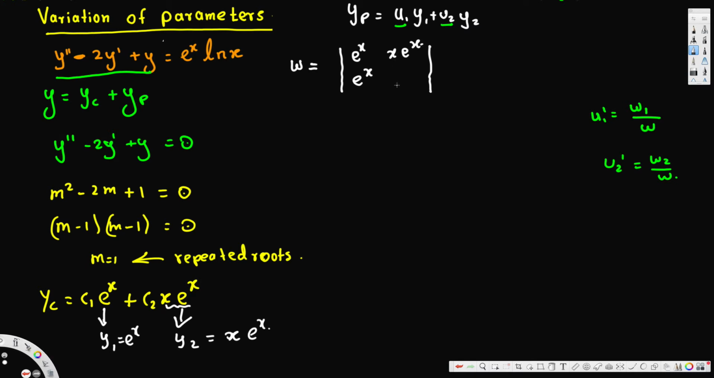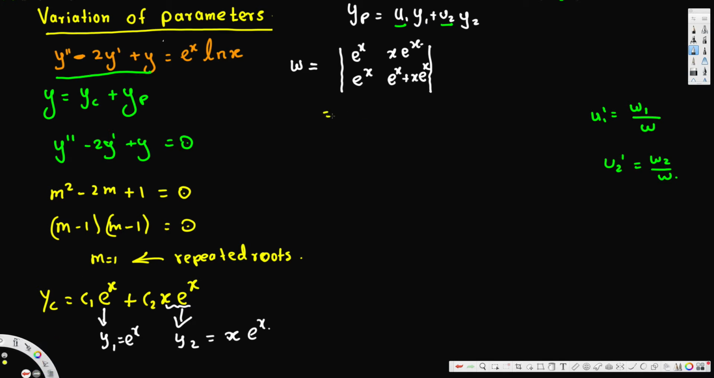The derivative of x is going to be just 1, so e^x remains, and then we keep the x as it is and take the derivative of e^x, that's going to be just e^x. So this is going to be the derivative. After we put it in the 2 by 2 matrix Wronskian, we have to find the determinant.